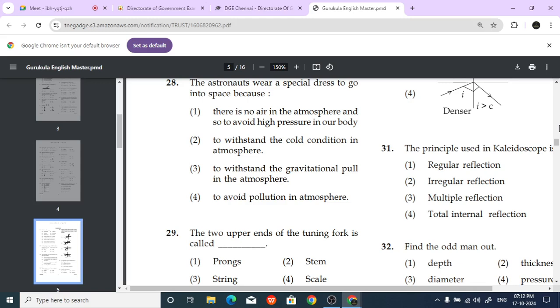Srinidhi, can you read this, or some other Parli students? Deshmukh, can you read this? One of you read question number 29. The two upper ends of the tuning fork is called... The two upper ends of tuning fork is called.